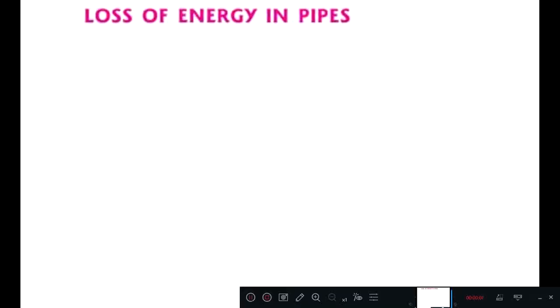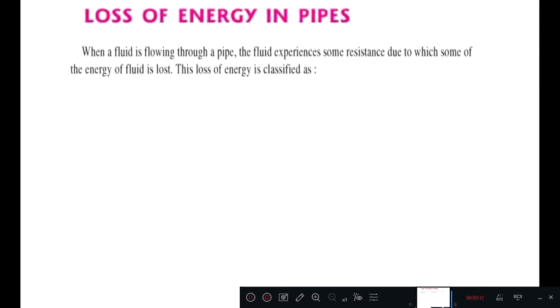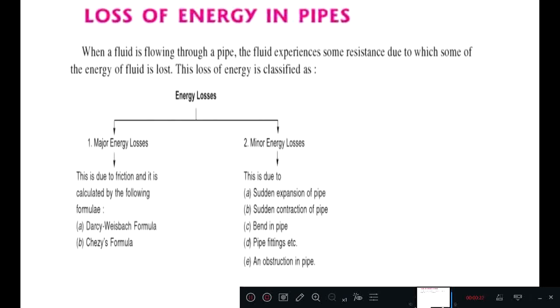In previous class, we have discussed about loss of energy in pipes. That is, when a fluid is flowing through a pipe, the fluid experiences some resistance due to which some of the energy of the fluid is lost. This loss of energy is classified as two types. They are major energy loss and minor energy losses.